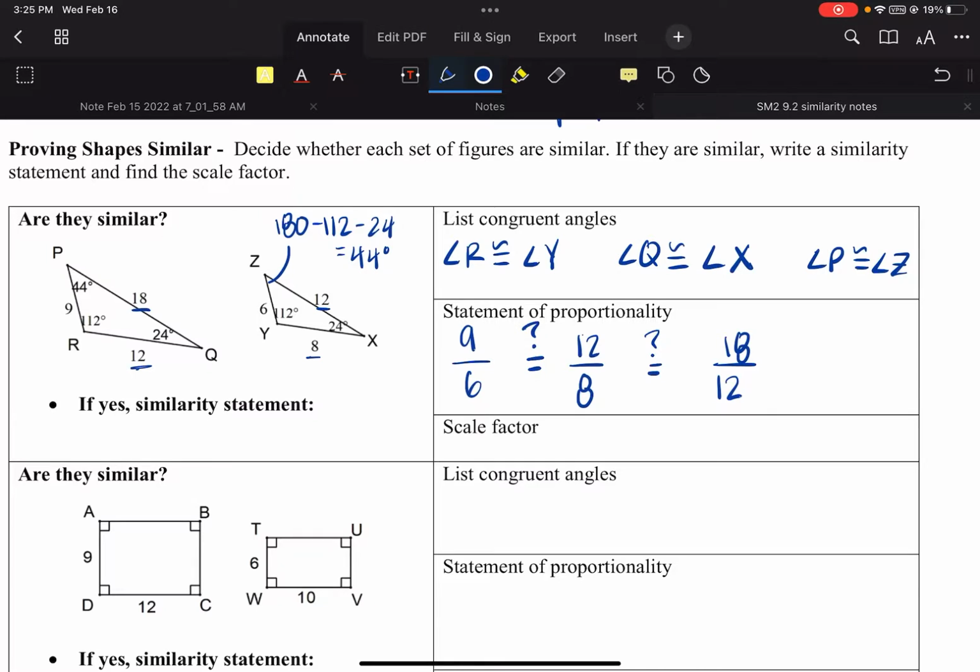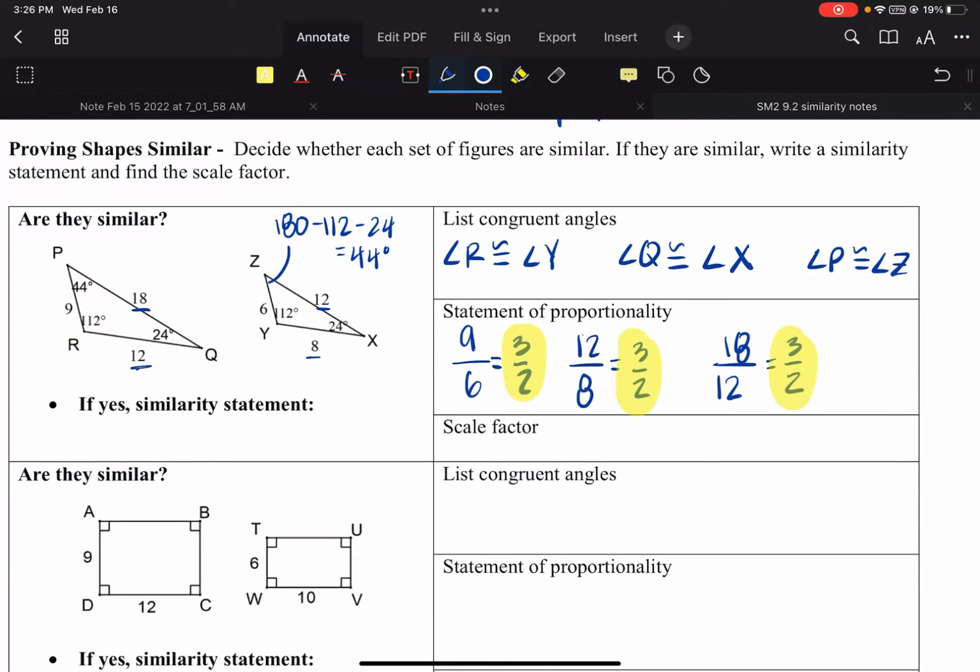There's several different ways to figure that out. One thing that I like to do is simplify each of my fractions. So 9 over 6, I can divide the top and the bottom of that fraction by 3, and I get 3 over 2. Then 12 over 8 can be simplified to 3 over 2. And 18 over 12 can also be simplified to 3 over 2. So notice here that I have now determined that all three of these fractions are equal to 3/2, which means that those three fractions are equal. So we would say that the side lengths of these triangles are proportional.